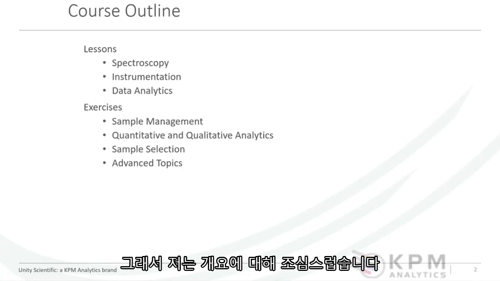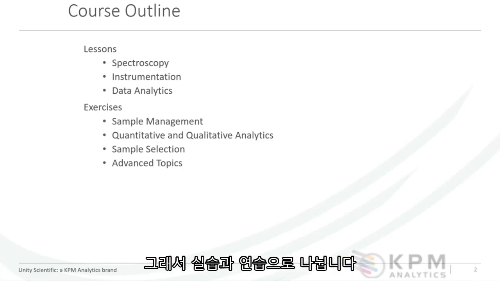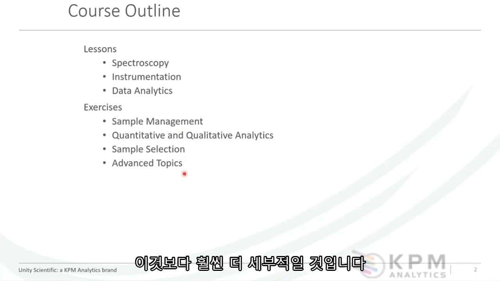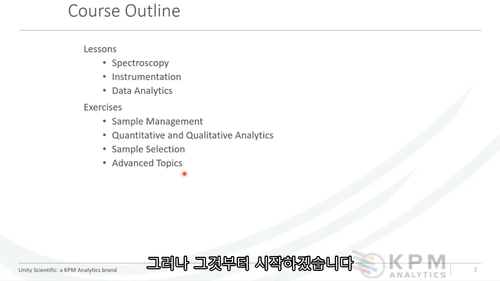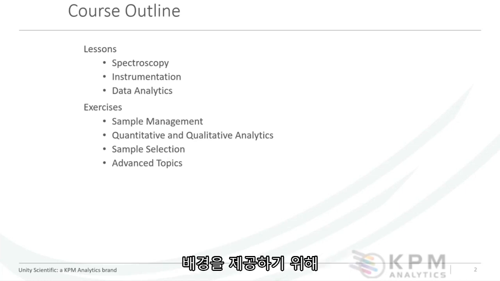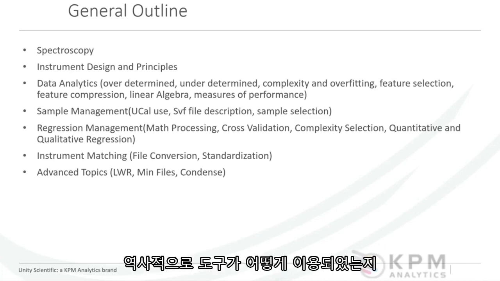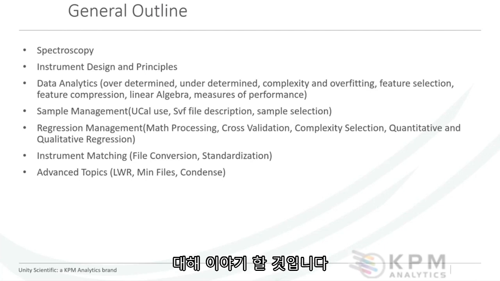So I talked a little bit about the course outline. It is broken into lessons and exercises. The exercises are going to be much more granular than this, but we will start out with a series of lessons to provide the background. This is a general outline. We'll talk about spectroscopy, and about how historically instruments have been designed to make use of this phenomena in the near-infrared spectrum. We'll talk a little bit about data analytics and some of the principles and some of the things to worry about, and in general, what we're doing and how it works.